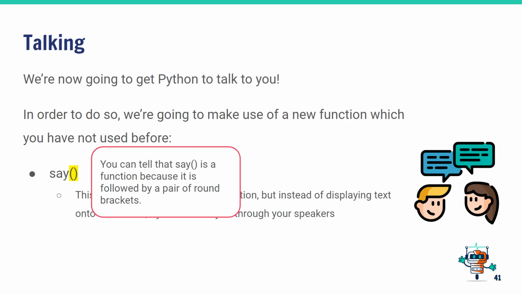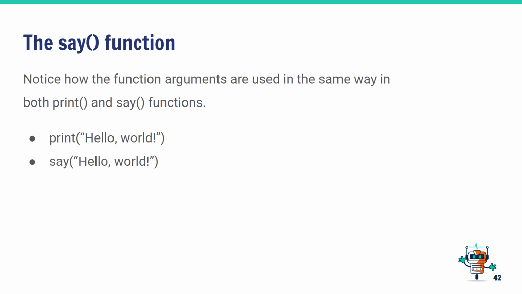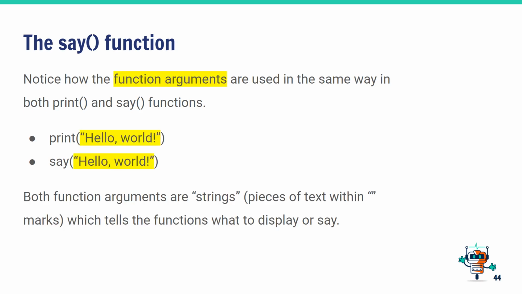So notice, just like before, say is a function, and you can tell it's a function because you can see the round brackets afterwards. Say and print use arguments in a very similar way. The arguments that you give to both print and say are pieces of text, and pieces of text in Python are formally known as strings.